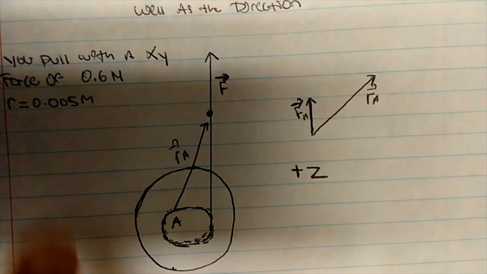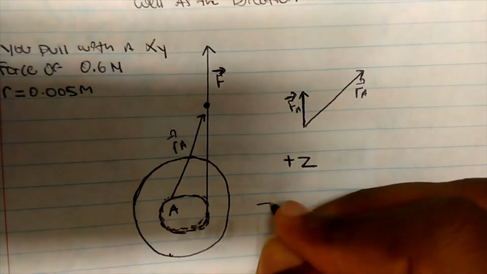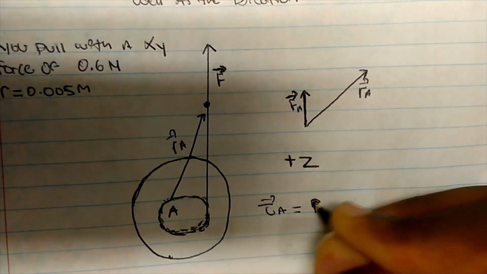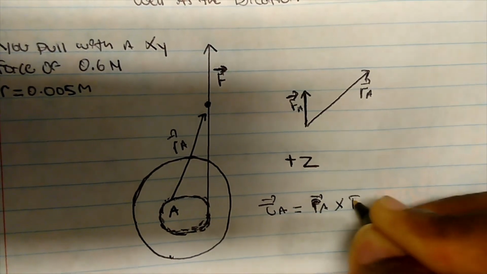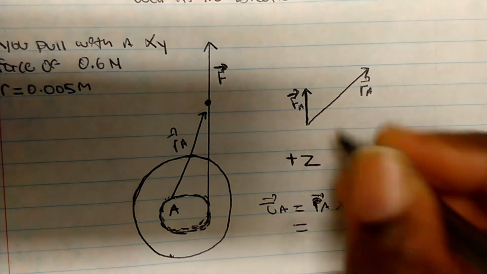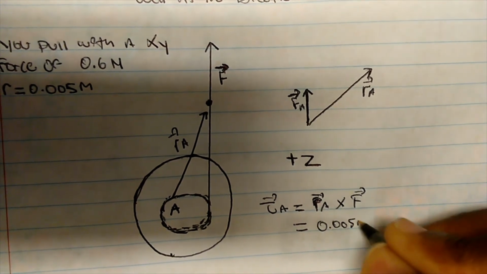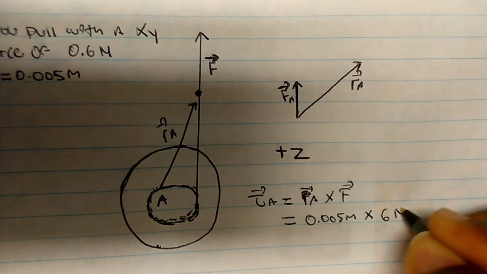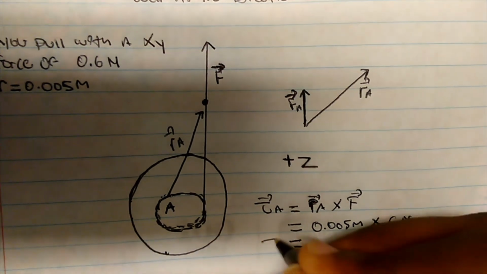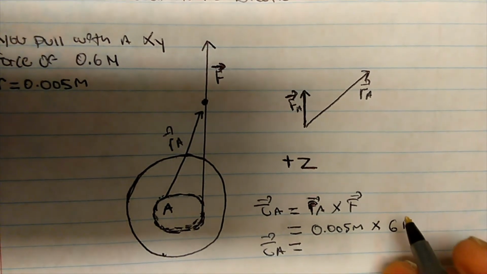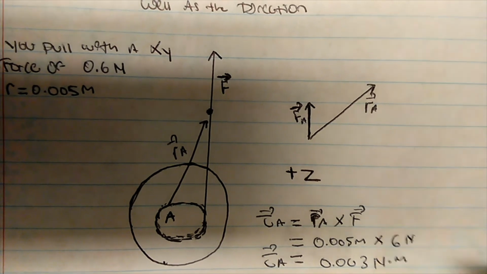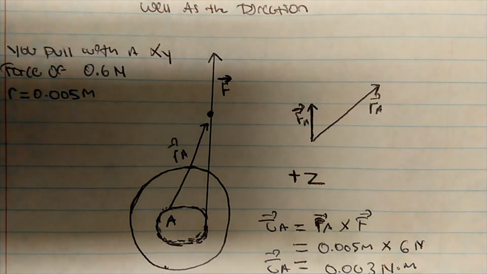Now, what is the numerical value? Well, we're given R and we're given F. So we know the torque about A is equal to some location RA crossed into the force. Okay, and so if I'm looking at this, simply we're just multiplying. So I take 0.005 meters and multiply that by the force, which is 6 newtons. I get my torque with respect to A to be approximately 0.003 Newton meters.